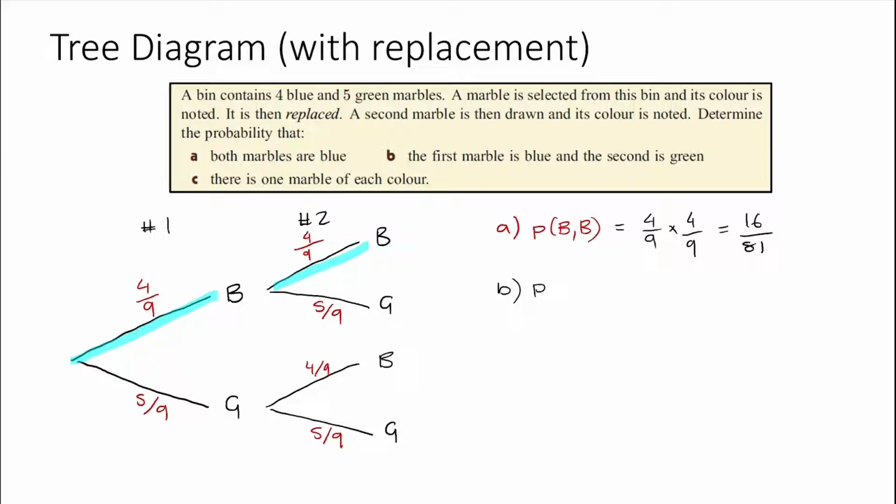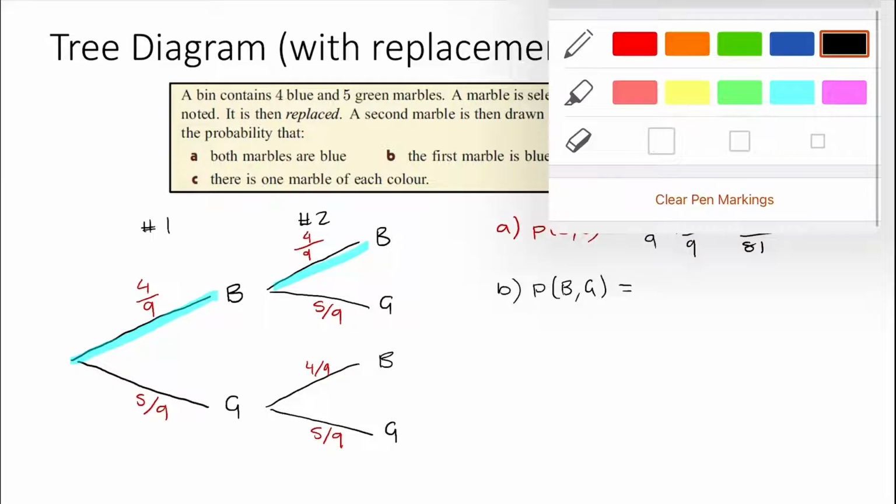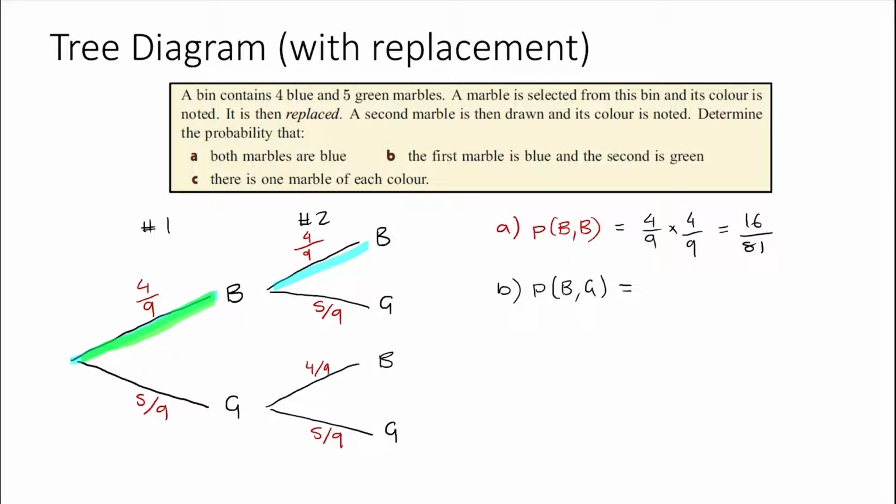Now it's asking the probability that we're going to get a blue and then a green marble. So for that pathway, first we're getting blue, which is the same, but then we're going to draw a green on our second one. So that is going to be 4 over 9 times 5 over 9, which equals 20 on 81.